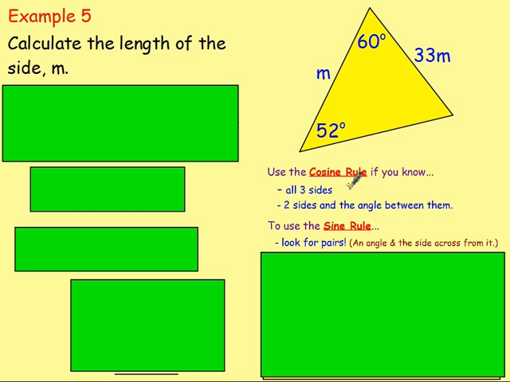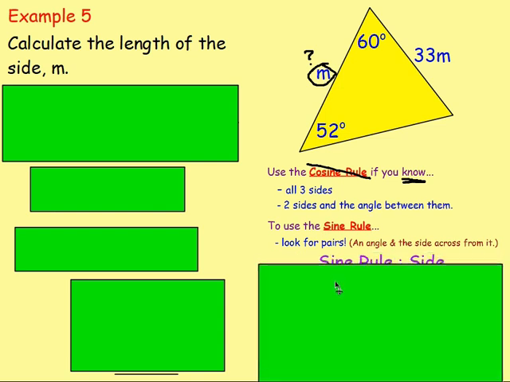Good. So, cosine rule, do you have all three sides? No, you don't. Do you know two sides and the angle between them? Well, no, we don't. We've got the M and the 33, but we don't know what this side is. It is still unknown, so we cannot use the cosine rule. And if we can't use the cosine rule, we have to use the sine rule. Brilliant. And because we're wanting the length of a side, it has to be the sine rule side that we're wanting to find.